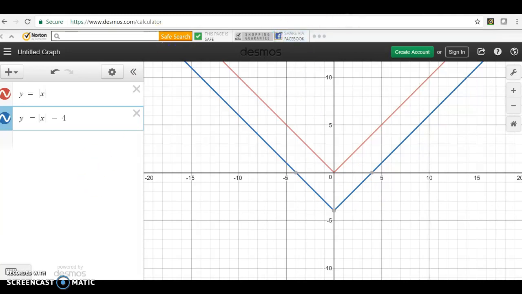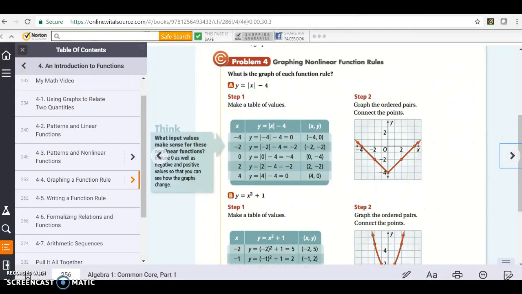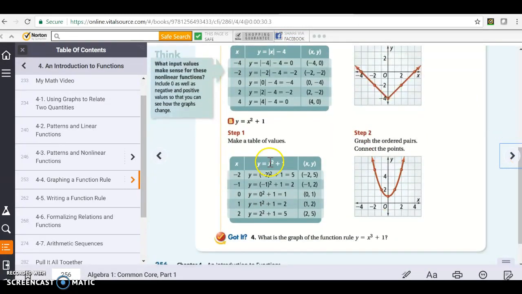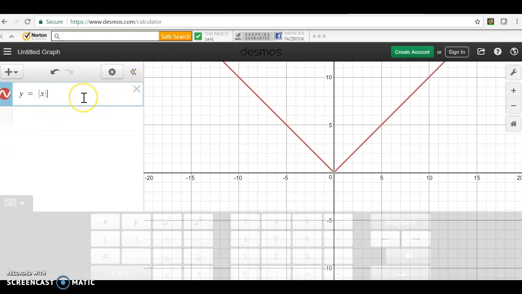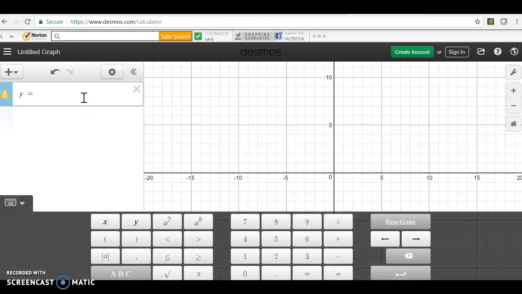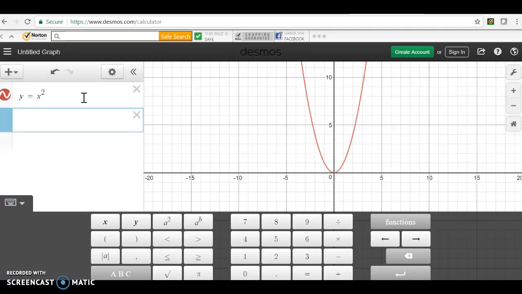All right, so the same thing goes for this quadratic. Again, I don't like doing the chart. I think that's too tedious. And you should basically know what this quadratic function looks like. So let's put it in here. X raised to the 2. And that's what they all look like. They all look like this. This is known as a parabola.